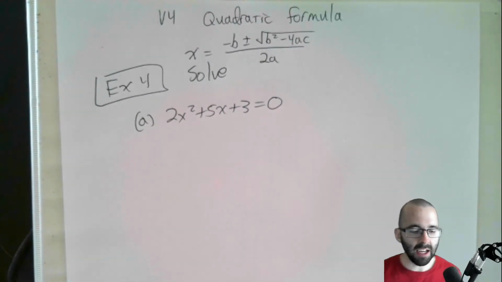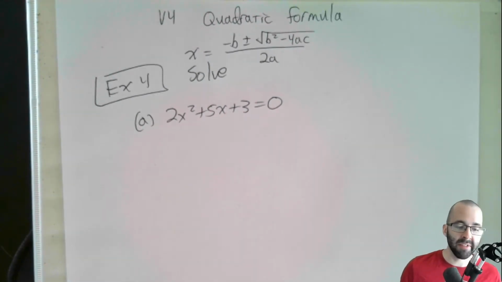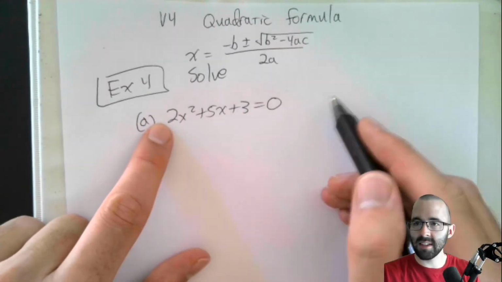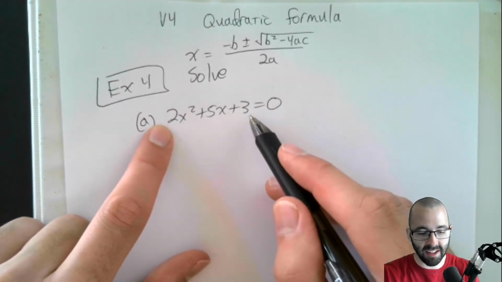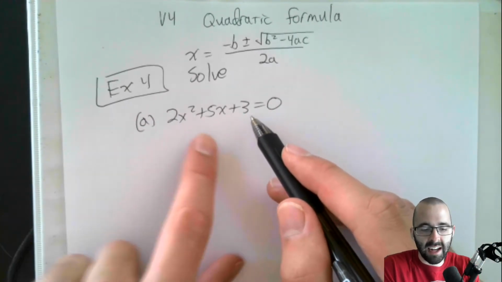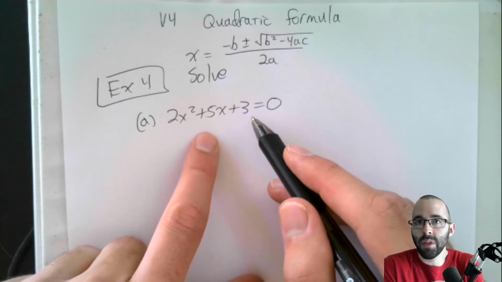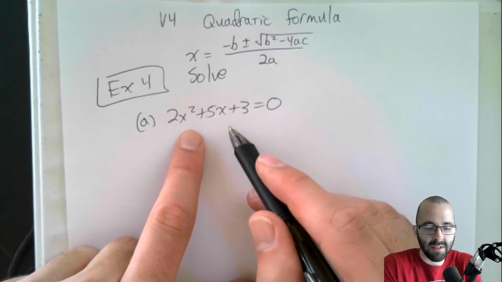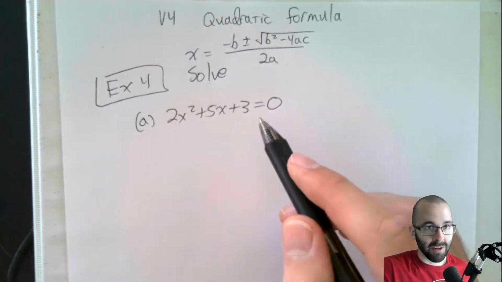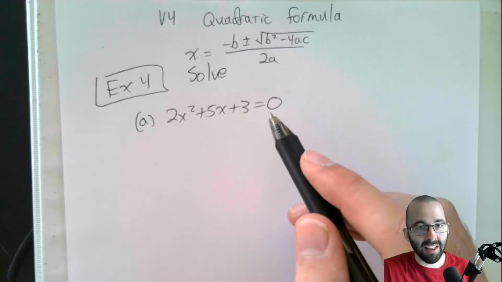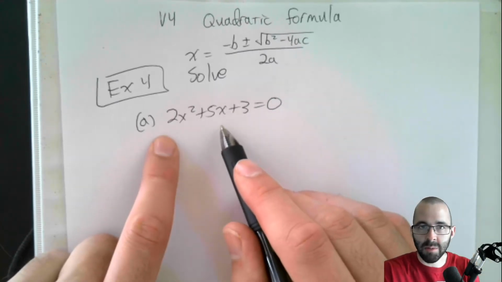Okay? And again, you could try to use the AC method. Maybe you can factor this. 2 times 3 is 6. Is there something that multiplies to 6 that adds to 5? And yes, there is. 2 and 3. So you could use factoring for this. If you wanted to, if you were a little bit of a masochist or maybe just a math lover, you could also use completing the square.